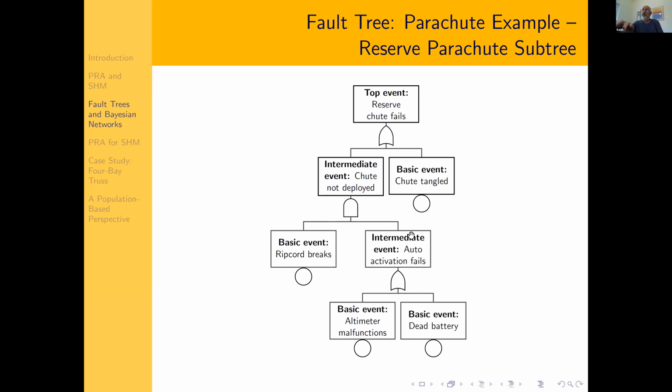These feed into whether or not the parachute actually gets deployed or not. Whether it gets deployed or not will depend on whether it gets activated either automatically or by you using the ripcord, which might not work either, in which case the parachute's not deployed. The other thing that can go wrong is it gets deployed and then something else happens, like it gets tangled. The ultimate result is that your reserve parachute fails and splat.